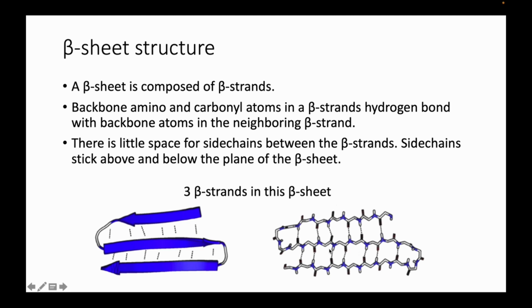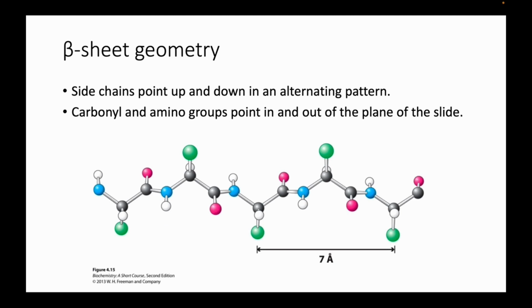You'll notice looking at this image here, there's very little space in between the beta strands. What that means is that the side chains don't fit in there. So typically the side chains are going to stick in and out of the plane of the beta sheet. So right now our beta sheet is in the plane of the slide. So you can imagine the side chains are going behind the slide and in front of the slide. In beta sheets, the side chains point in an alternating pattern.